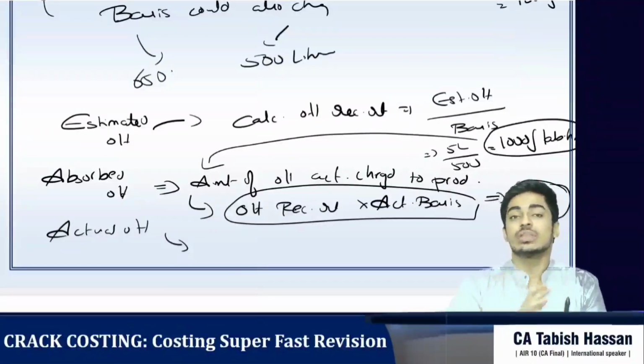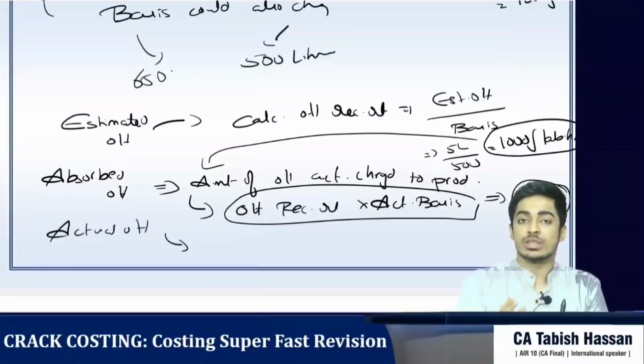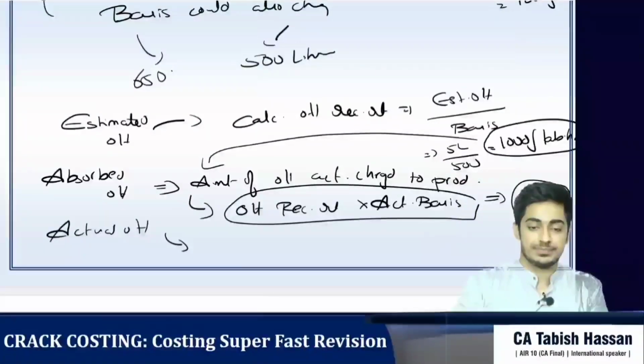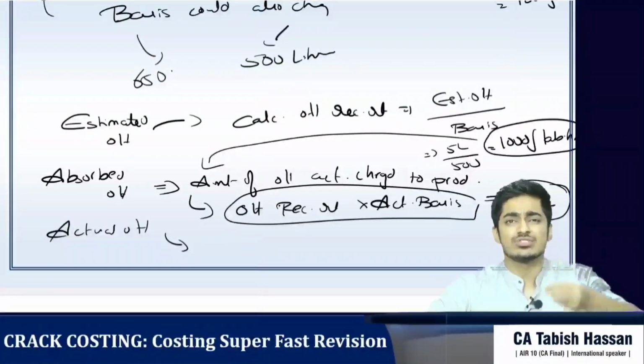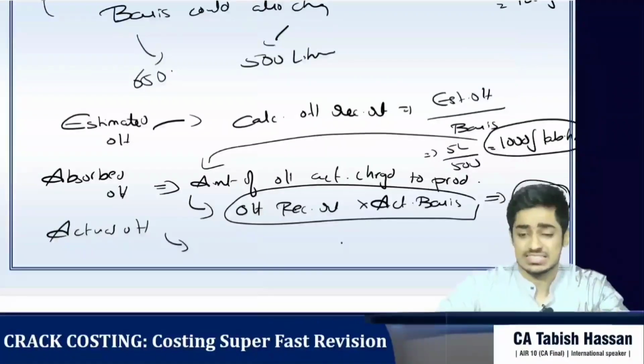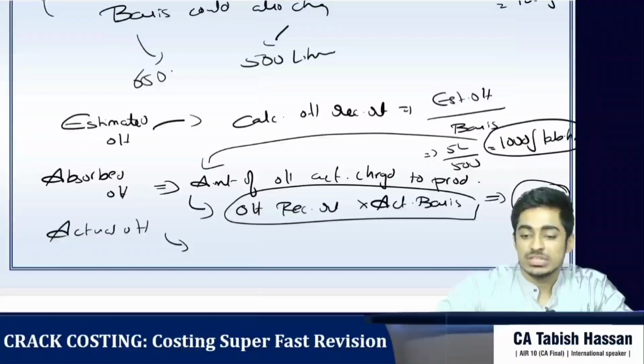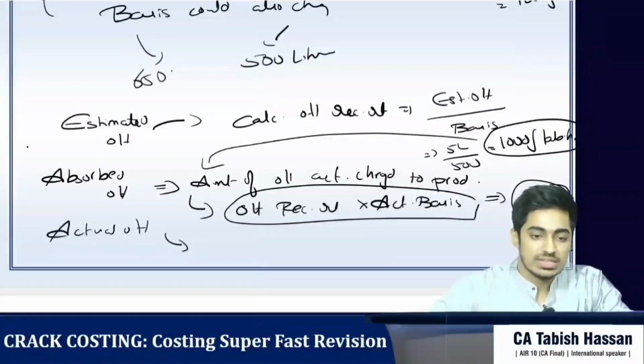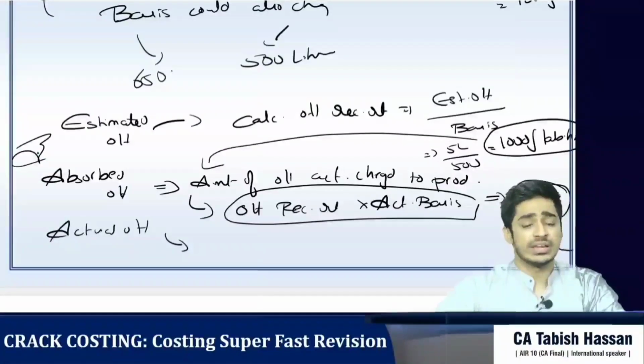And actual overhead is the actual amount of overheads. This would be ascertained at the end of the year. This is the sum total of actual overhead costs incurred by the organization. Say for example, the actual overhead cost incurred is 1.2 lakh. So this we want only to get the overhead recovery rate.